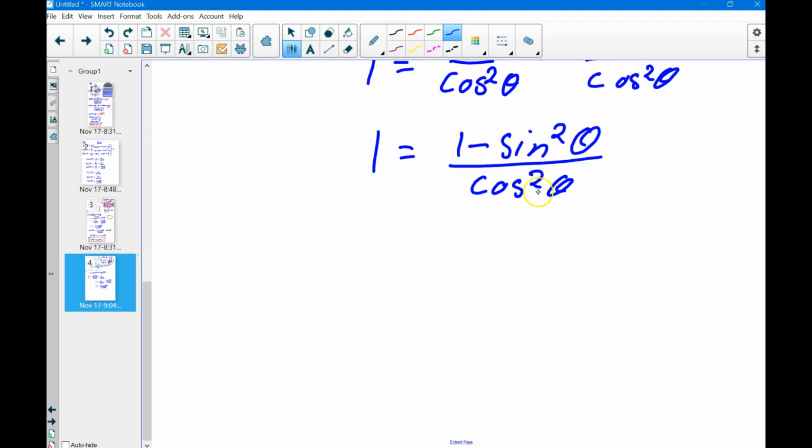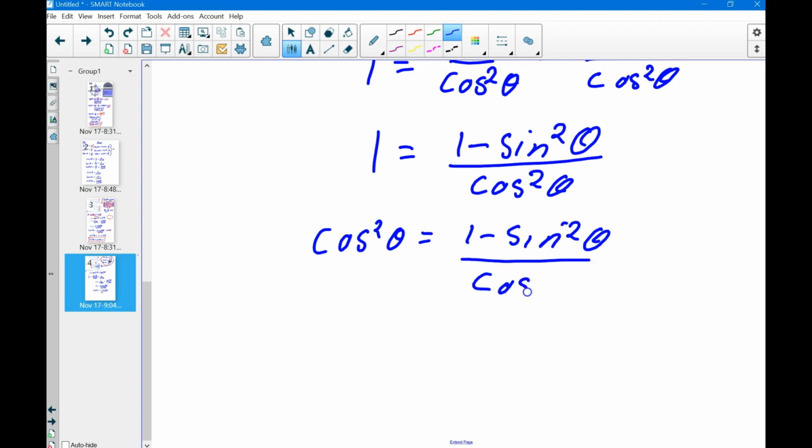And then we want to get rid of cosine in the bottom. Multiply both sides by cosine squared theta. So we get cosine squared theta over here. Over here I get 1 minus sine squared theta over cosine squared theta multiplied by cosine squared theta. And up here you notice that this cancels with this one.